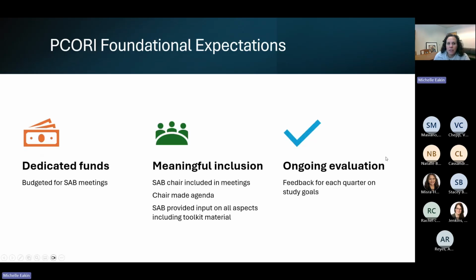We have dedicated funds within our grant to pay for them and budget for their time. Meaningful inclusion, where the chair is, as I mentioned, involved in all the meetings and sets the agenda. And we have ongoing evaluation. Each quarter when we meet, we ask about our study goals, how things are going, and how we can continue. As we are now wrapping up this project, we've shared our outcome data with them.